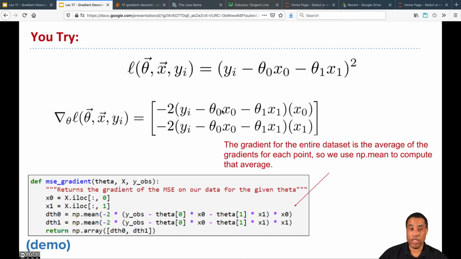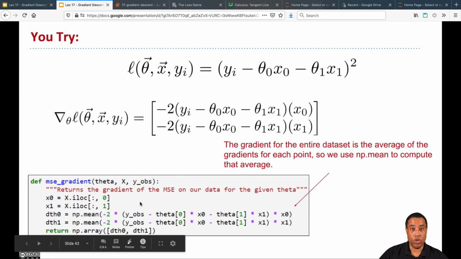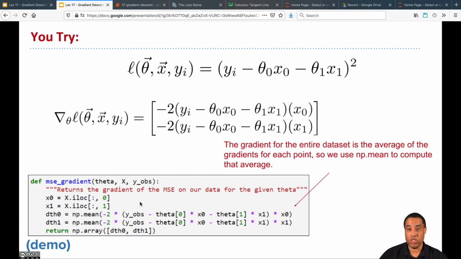Okay, so again, we have our loss function, we have our gradient, and we can just plug that simply into our gradient descent algorithm, and with the right set of parameters, that will give us the correct answer.